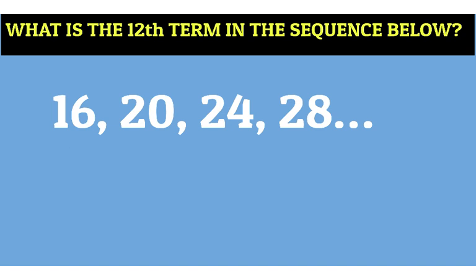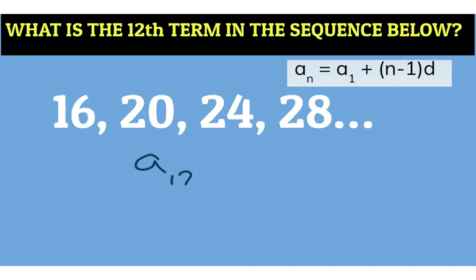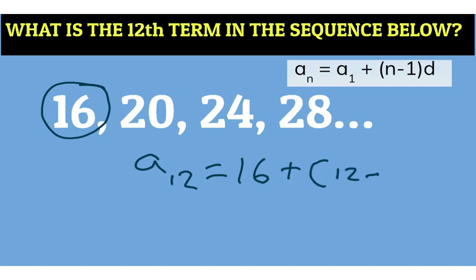But let's put it together and see what it looks like. So once again, we're going to use the explicit formula for arithmetic sequences. We're trying to find the 12th term. So A12 is going to equal A1, the first term, which we know is 16, plus parentheses, the N is going to be 12 again, because that's the term we're trying to find, minus 1, times the common difference, which we know is 4.